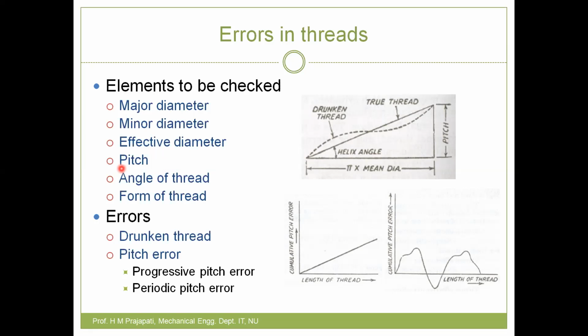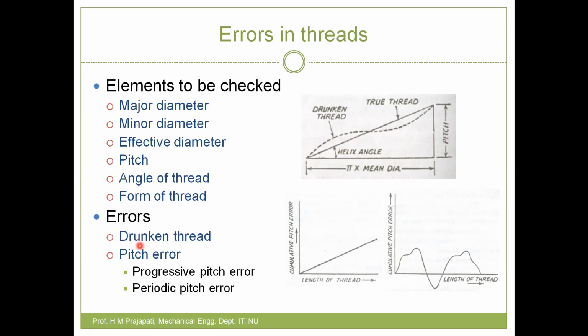We can also measure pitch, angle of thread, and form of thread, whether a perfect helical form is present or not. But in this series of lectures, we'll only be discussing how to measure these three diameters and the angle of thread. Then, possible errors.